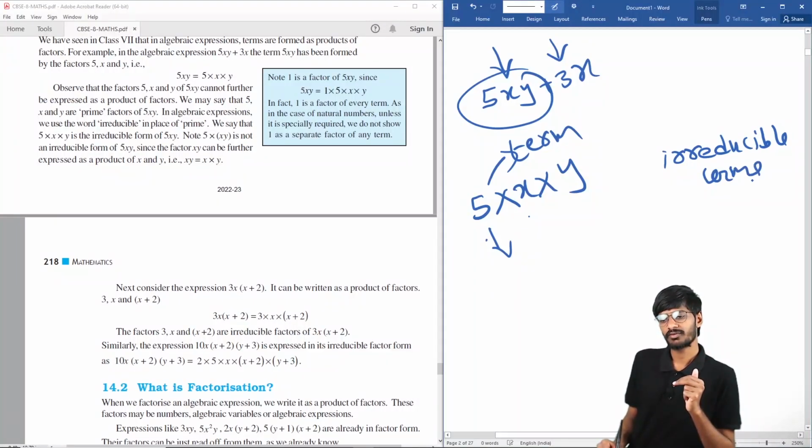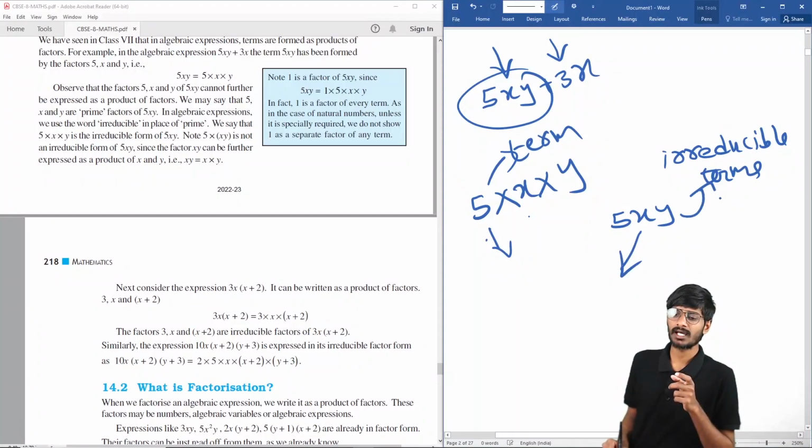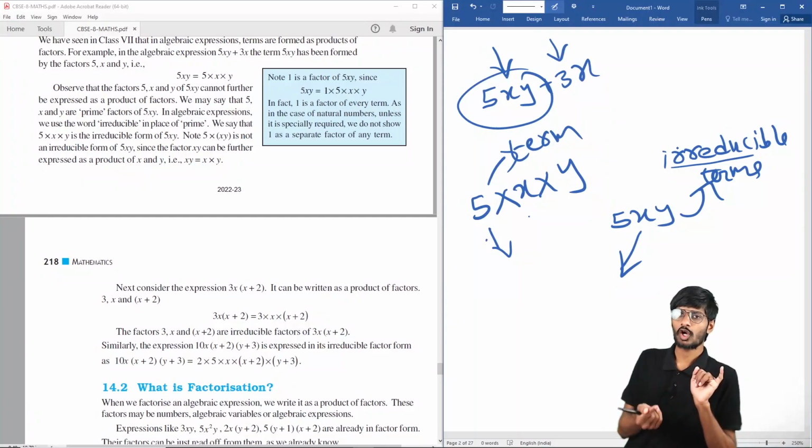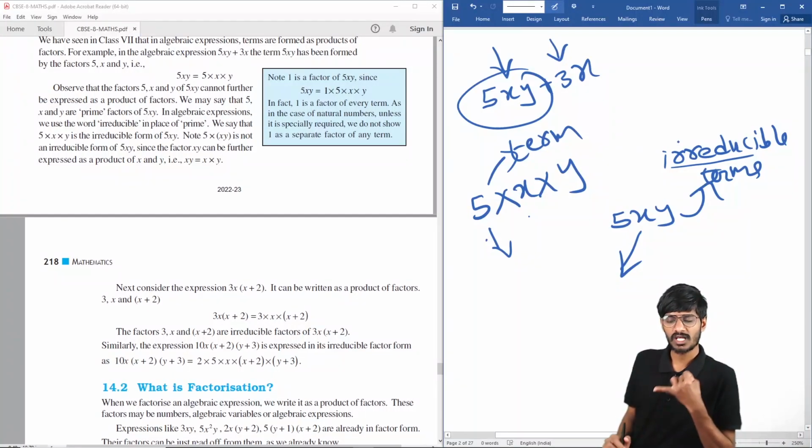Irreducible terms. If you look at the 5xy term, it cannot be reduced further. That's why it is called the irreducible term. And this irreducible term is similar to the prime factors, prime numbers. Okay, students. In the case of natural numbers, we call them prime numbers, which cannot be divided further or simplified further. In the case of algebraic expressions, we call them irreducible terms, which cannot be reduced further. So that is the meaning.